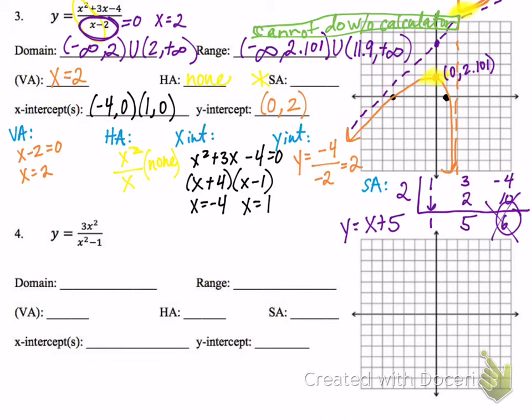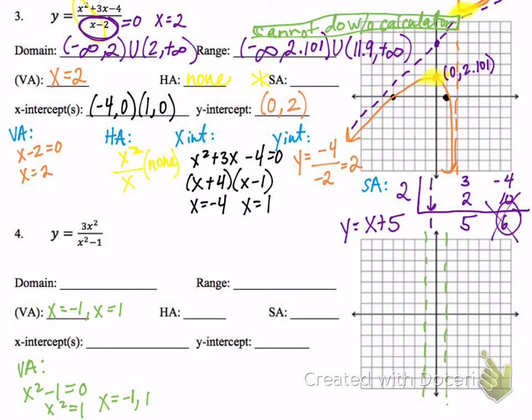All right, so I want you to try number 4. Okay, so let's go over this. We have vertical asymptote. So vertical asymptote, we are going to set the denominator equal to 0. So x squared minus 1 equals 0. X squared equals 1. So x equals what? Negative 1 and 1. Plus or minus 1, so negative 1 and positive 1. So x equals negative 1, x equals a positive 1. So I'm going to go ahead and put my dashed lines there.